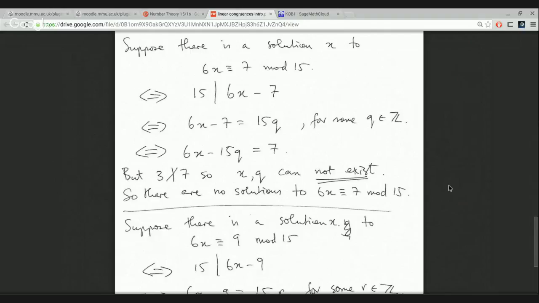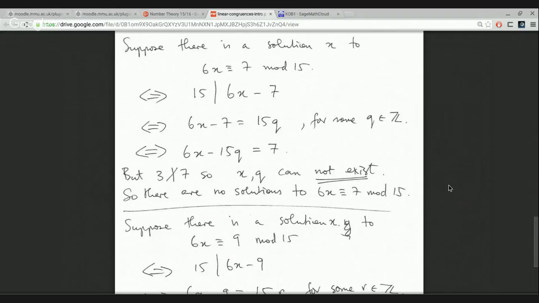And another example of 6x being congruent to 9. There's two types of behavior being displayed here. First case is where there are no solutions at all. Because if we assume for a moment that there was a solution x to this first one, just using the definition of congruence and divisibility, it puts us in this kind of situation. If there was a solution x, then there would be a linear combination of 6 and 15, which gave us 7.